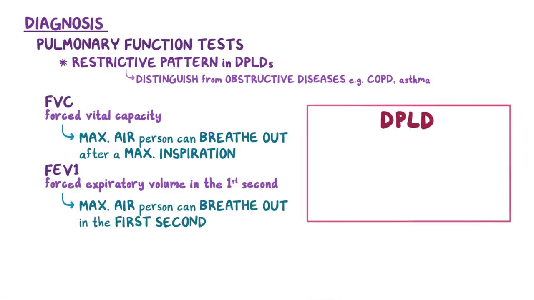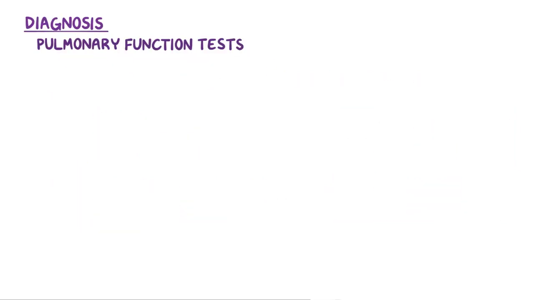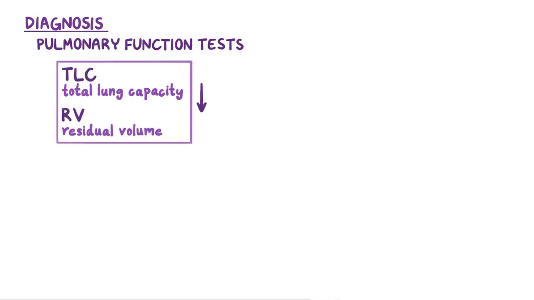In DPLDs, the FVC decreases. However, because there's no airway obstruction, the FEV1 doesn't decrease as much. So, the ratio of FEV1 to FVC will be normal, or even high. Also, because the lung is stiff, the lungs don't expand properly, so the total lung capacity, or TLC, and the residual volume, or RV, are decreased.